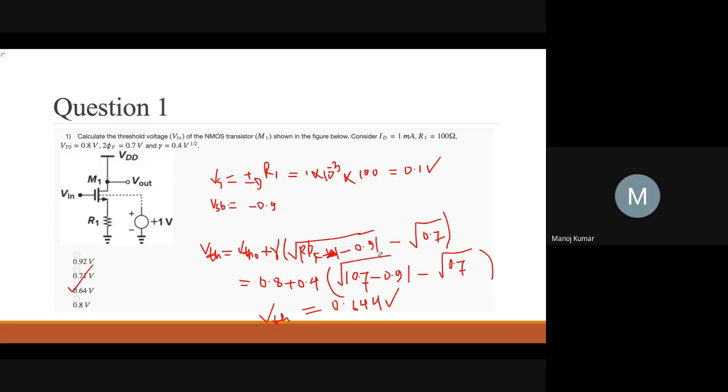Ma'am, in the question they have given gamma is equal to 0.4 into V power 1 by 2. What does V power 1 by 2 mean, ma'am? This is the unit. Okay, ma'am. 0.4 is the value. Just directly put this value, and this is the unit. Okay, ma'am. Thank you.